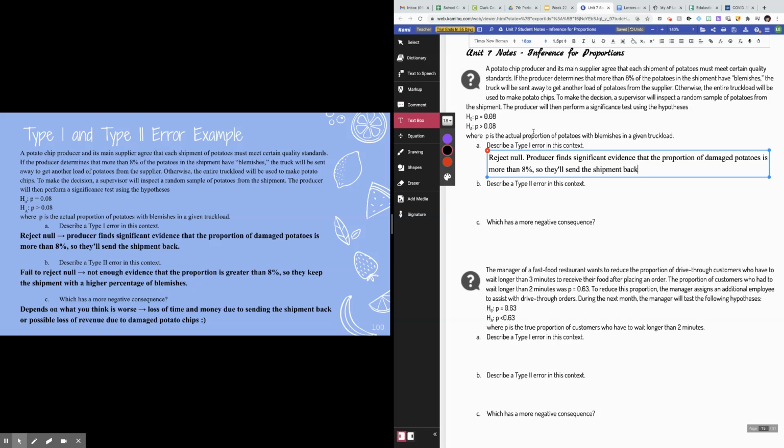Okay, that does not match the reality. The reality is that the null is true. The reality is that the shipment is fine.